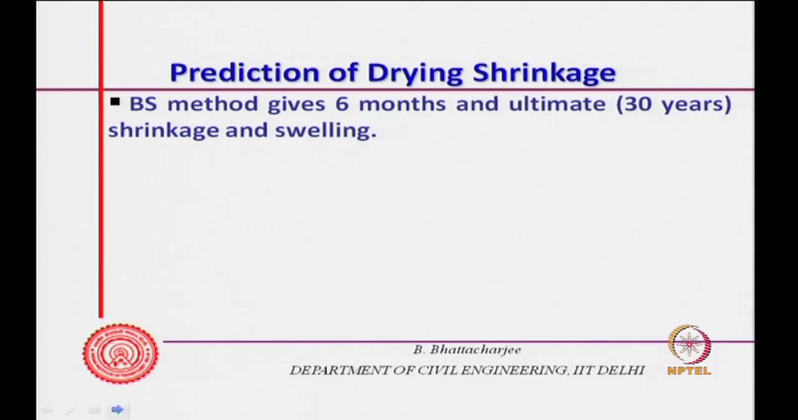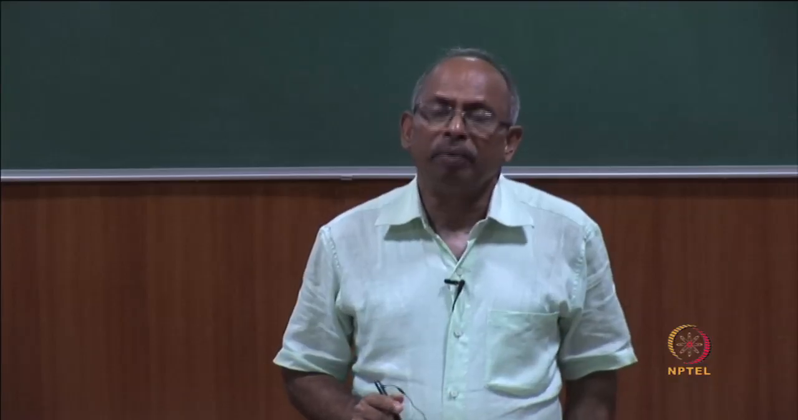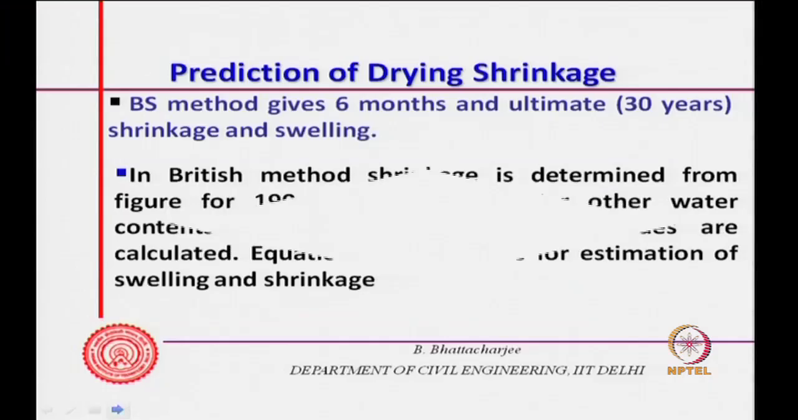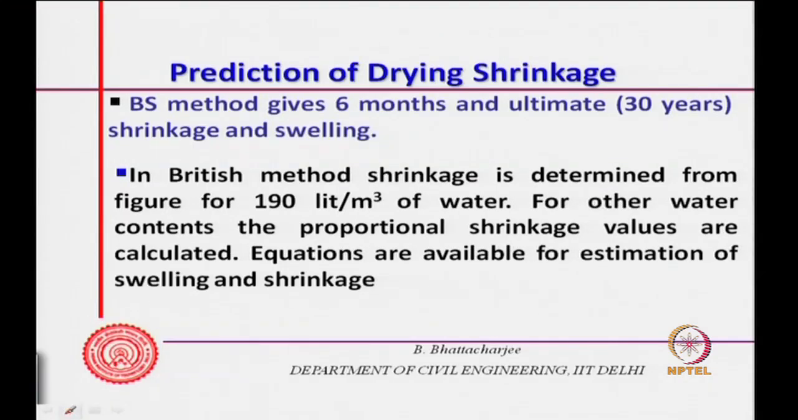British method of course gives 2 cases, 6 months and ultimate, that is 30 years shrinkage and swelling, and it gives you in a kind of a nomogram like we had one. So, in British method what you do? Actually it is determined from a figure, of course, a nomogram for 190 liter per meter cube of water. For other water contents, the proportional shrinkage values are calculated. Equations are available for estimation of swelling and shrinkage.